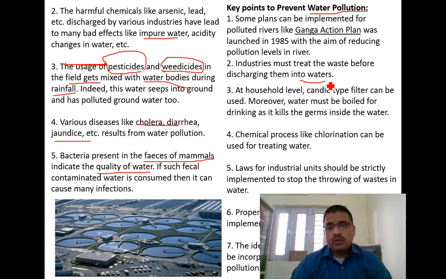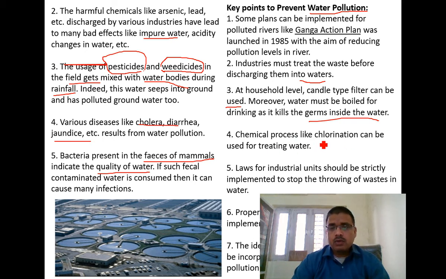Also there is a third point. A household-level candle type filter can also be used. Household persons can use the candle type filter. Moreover, water should be boiled for drinking, as it kills the germs inside the water. Households required to drink the water should boil it before drinking. Now, a chemical process like chlorination can also be used for treating water.